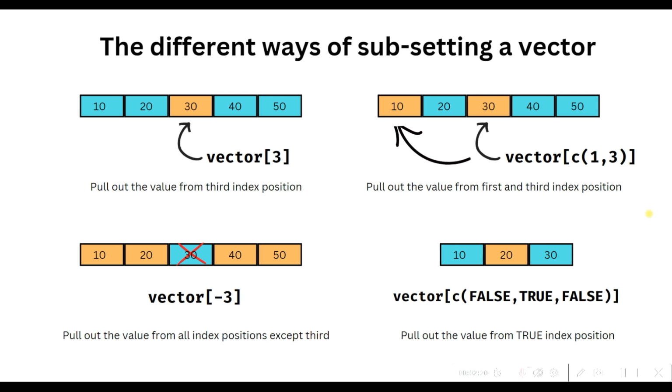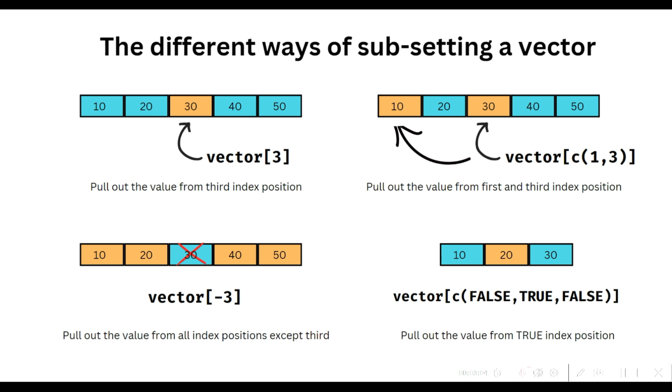We just saw subsetting with a positive integer, but you can also subset with a negative integer. If you subset with a negative integer, the elements at the specified positions will get dropped. So in this case, the element at the third index position will get dropped and all other elements will get extracted. We can also use a numeric vector inside square brackets to subset multiple elements, and we can also use logical values to subset a vector. In this case, the elements will get extracted where the logical value is true.